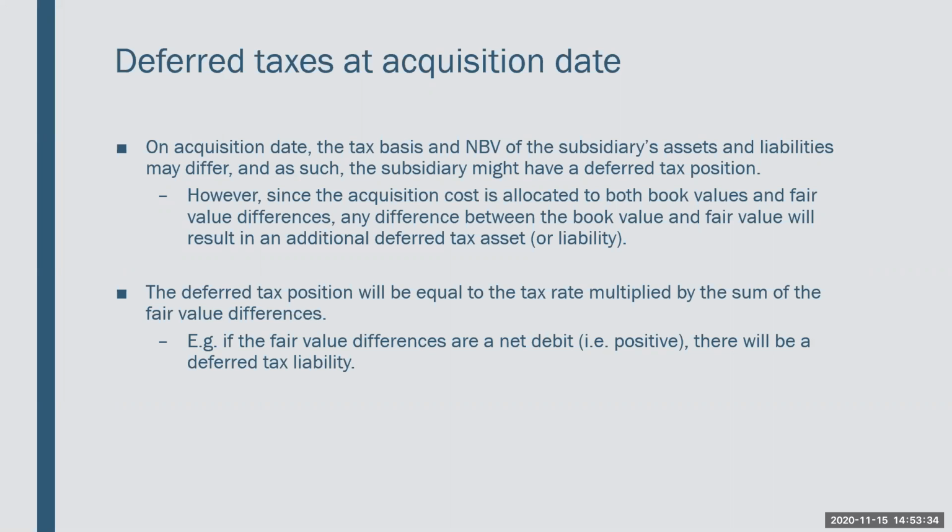If the fair value differences are a net debit, then there will be a deferred tax liability. If, on the other hand, the fair value differences were a net credit, then they will result in a deferred tax asset. It should be kept in mind that we do not calculate any deferred taxes for goodwill. So deferred taxes are only calculated for fair value differences, not on goodwill.